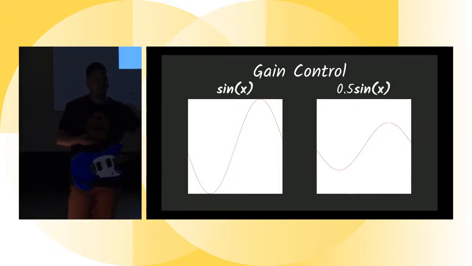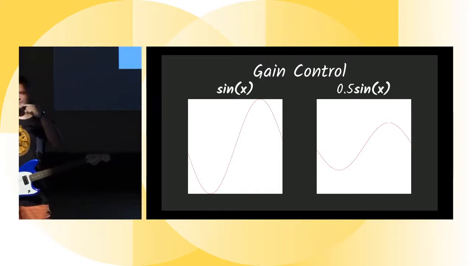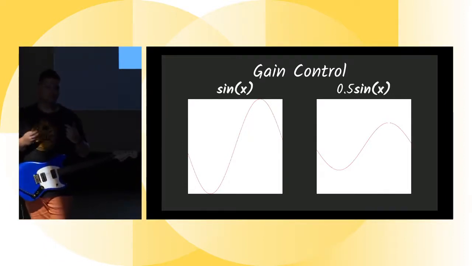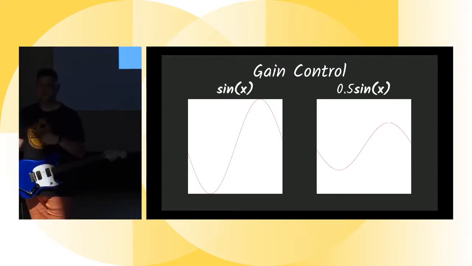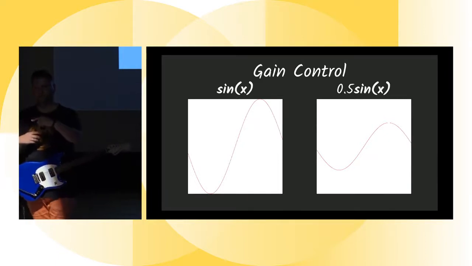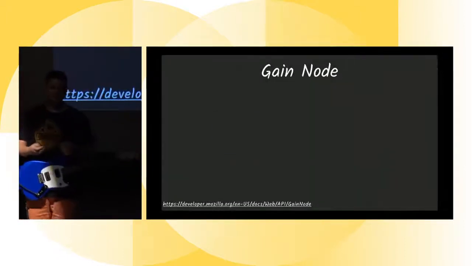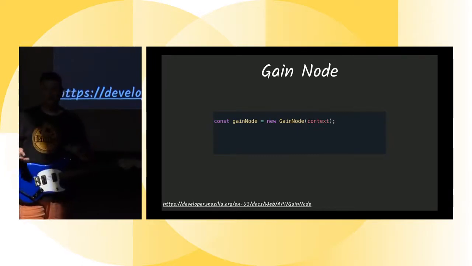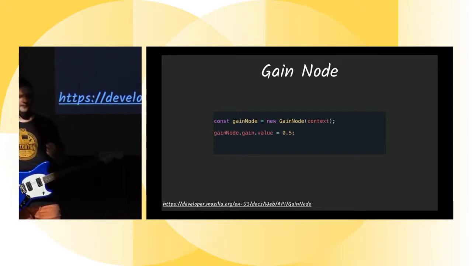We can imagine the audio signal as a sine wave, yeah? And the amplitude of this sine wave is actually the amount of volume of the sound. So multiplying or dividing it by some numbers will change the amplitude, and reducing the amplitude will reduce the volume. How does it look in code? Web audio provides us with a gain node. We create a gain node, and then we can apply a gain value.